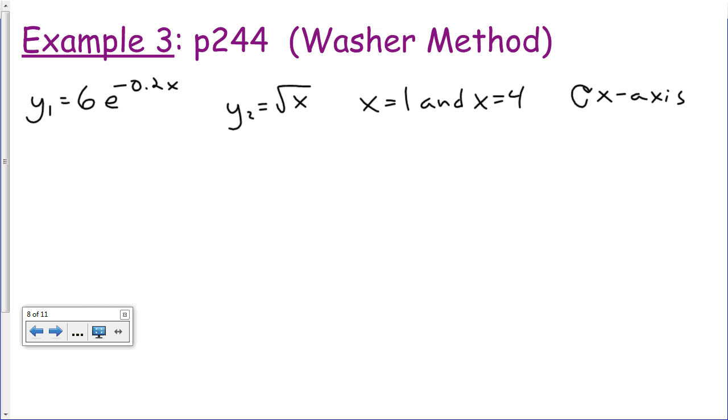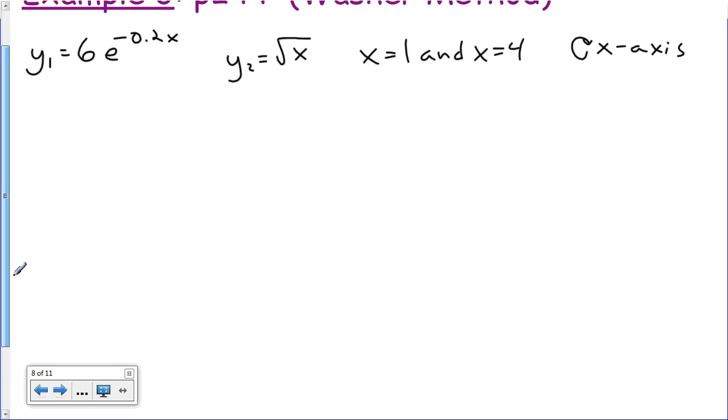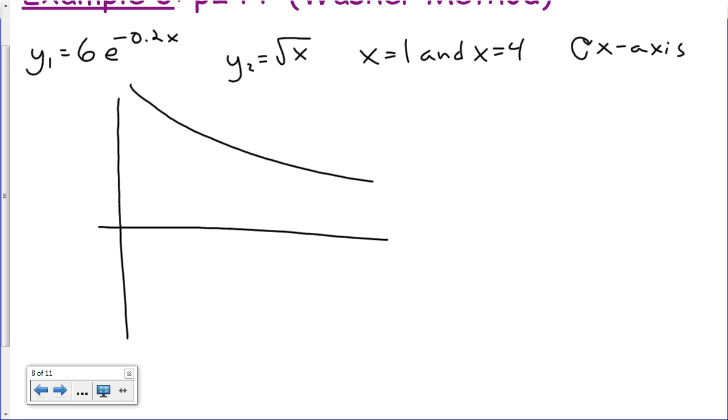And let's start out with a sketch of this thing. If you need your calculator to sketch it, certainly use it, but I think we can sketch this without the calculator. So you've got this exponential function, which is doing something like this, and you've got a square root function, which is kind of doing something like this. And they're eventually going to intersect, but we're only worried about the region from 1 to 4, which is right here. So this is y1, this is y2. And we're rotating this thing around the x-axis, so our axis of rotation is right here.